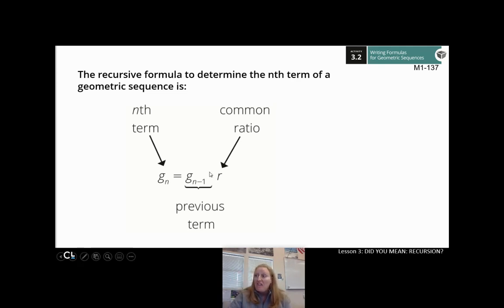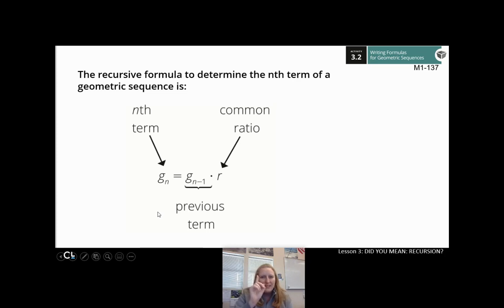Fair enough. If I want the 10th term, I need to use the 9th term and multiply it by whatever the common ratio is, whatever that pattern is that's going on. No big deal. Notice we're using g's now instead of a's. Of course we are. It's geometric.